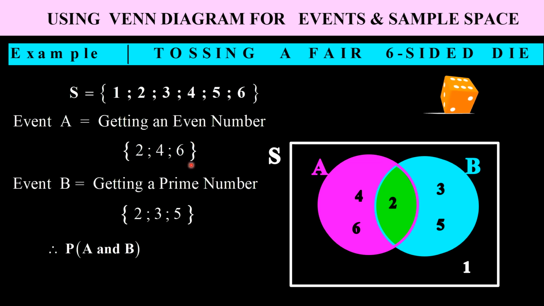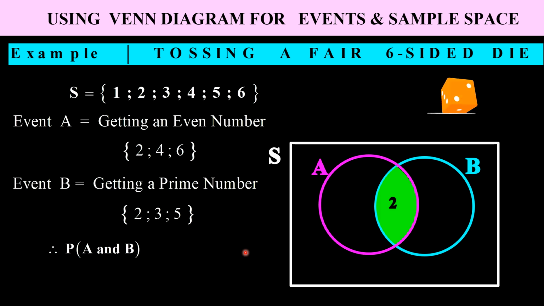So which of these even numbers are prime? That's correct. That's the common one. What color is that? That's the green color. That's the AND part of the two circles that I have there for my Venn diagram, and that represents the AND there. So there's only one outcome, that's only the 2, so it's 1 over 6.